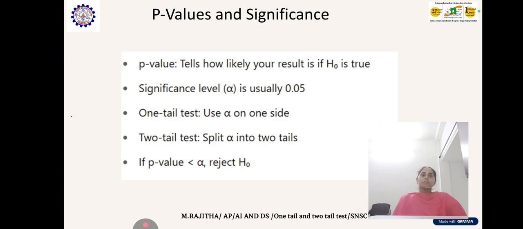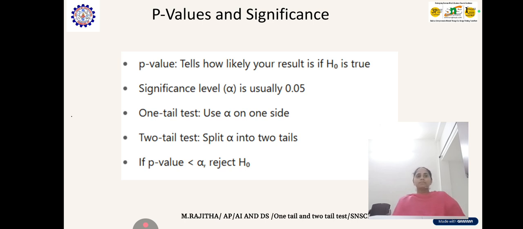Interpreting results with p-value and significance. Once we perform a hypothesis test, we calculate a p-value which tells us how likely our sample result is, assuming the null hypothesis is true. A small p-value indicates that the observed result is unlikely under the null hypothesis, and this gives us evidence to reject it. The significance level, often denoted by alpha, is the threshold for rejecting the null hypothesis.